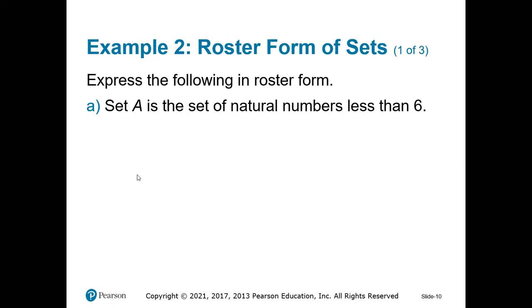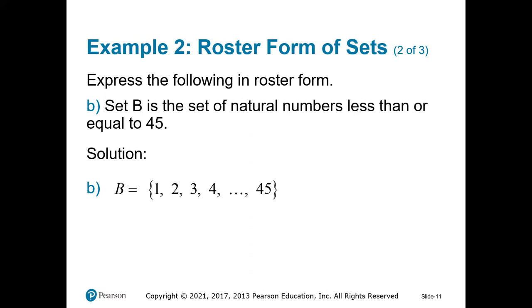Okay, here is an example. Can you write the roster form of the set A of the natural numbers that are less than 6? What are the natural numbers less than 6? They are 1, 2, 3, 4, 5. So the set A will be, again in roster form, 1, 2, 3, 4, 5. This is simple stuff, right? So just pay attention to the notation.